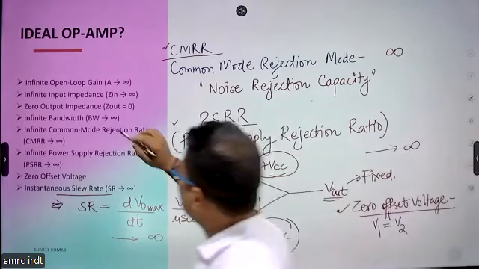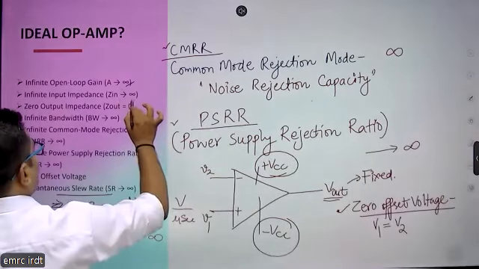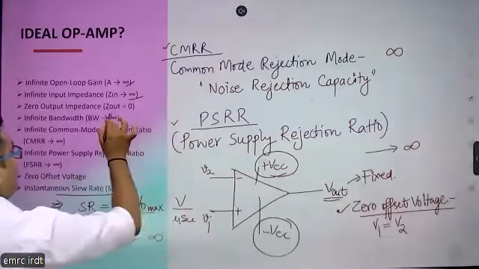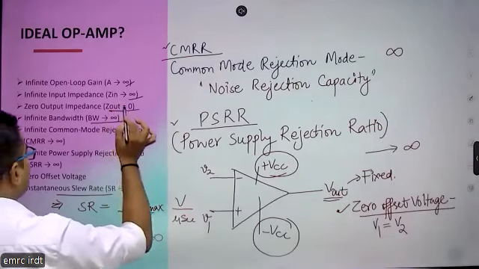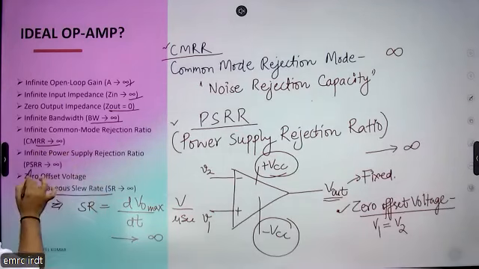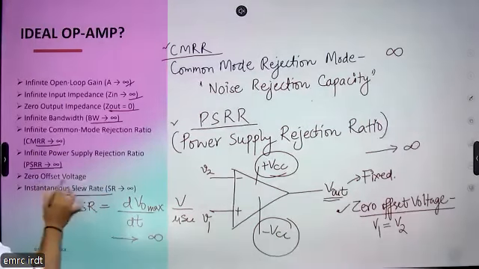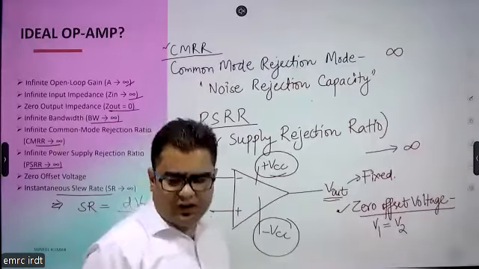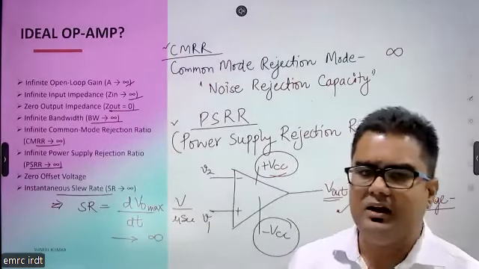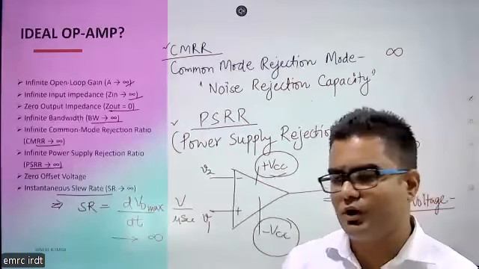So we have seen that gain should be infinite, input impedance must be infinite, output resistance or impedance should be zero, bandwidth must be infinite, CMRR is infinite, PSRR is infinite, zero offset voltage should be there, and slew rate must be infinite. So these are the ideal operational amplifier properties.